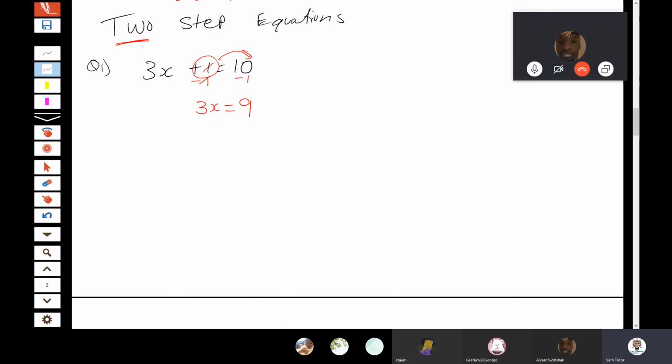That's step 1. Step 2, how do I get rid of the 3 now that's multiplied to the x? You're going to divide by 3 to both sides. So x equals 3. And that's the answer we're looking for. See how there's 2 steps to it?